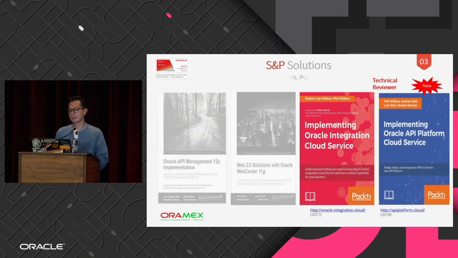Then, in 2017, I was a technical reviewer for the Implementing Oracle Integration Cloud Service book. This is a book about the integration platform in the cloud by Oracle. It was in 2017, and now in 2018, I was also a technical reviewer for the Implementing Oracle API Platform Cloud Service, which is probably the new release of the product that I mentioned in my book. If you are already working with Oracle API Platform Cloud Service, this is a good book for you. If not, this is still a good book for you because we talk about how to implement an API strategy.